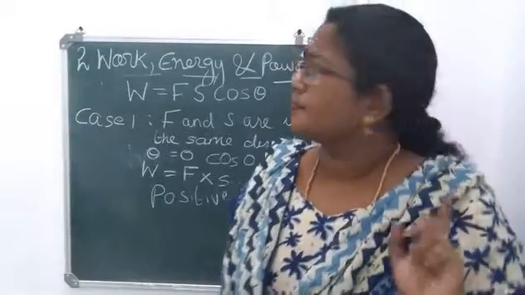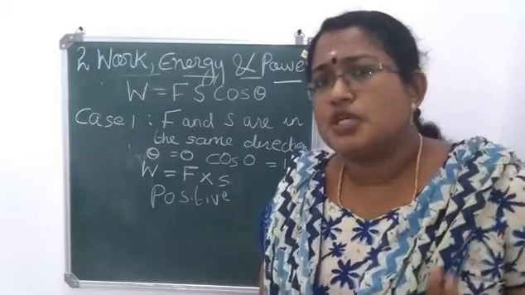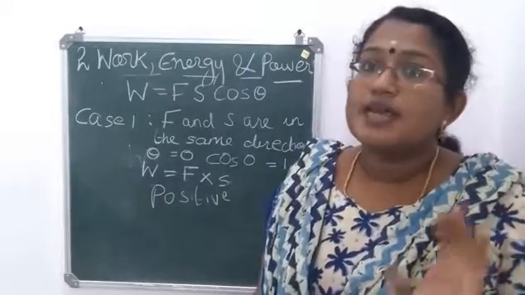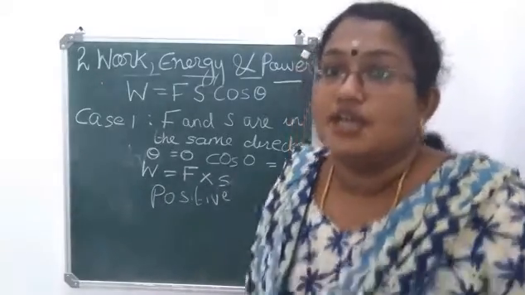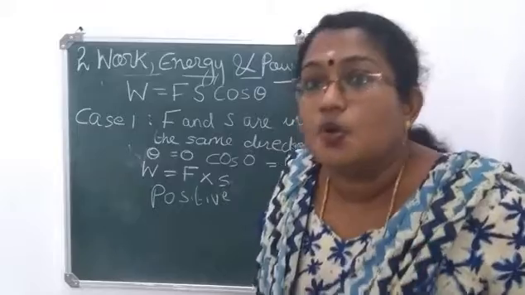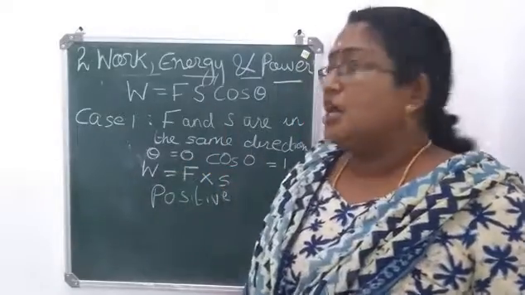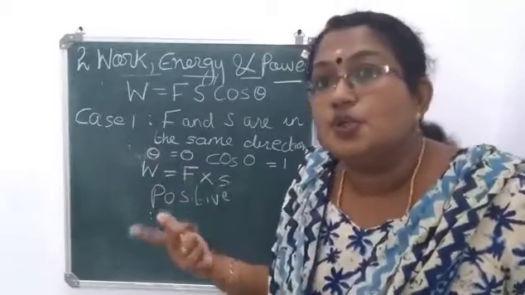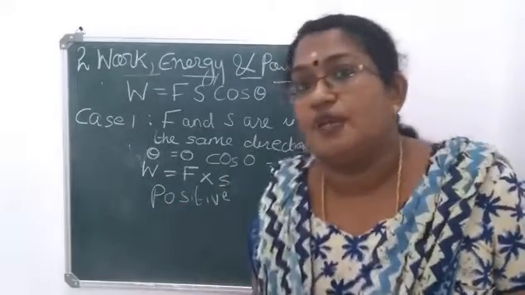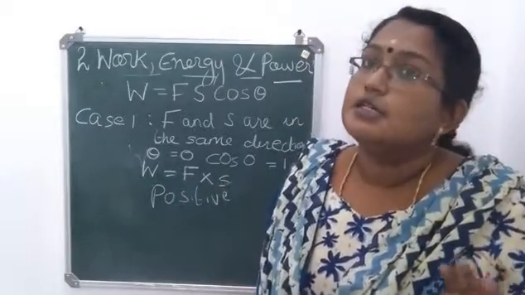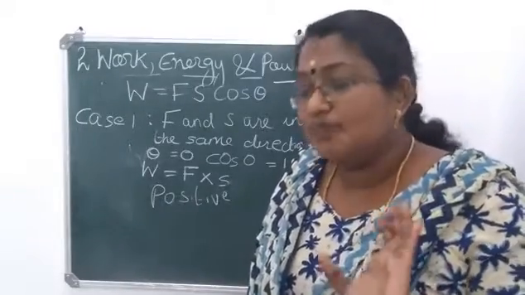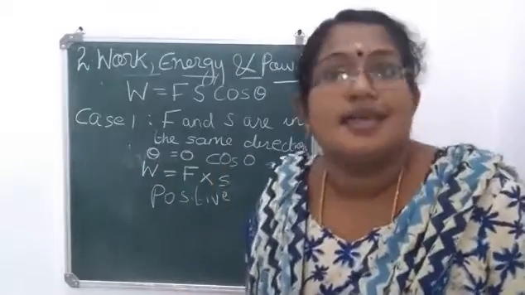So once again, we have some special cases to calculate work. First thing, when force and displacement are in the same direction, theta will be equal to 0. Cos 0 is equal to 1. So the equation for work is F into S. It's very important. Equation will be W is equal to F into S. Then you can say that the work is positive. You'll call it positive work. And maximum work will be there if both are in the same direction.